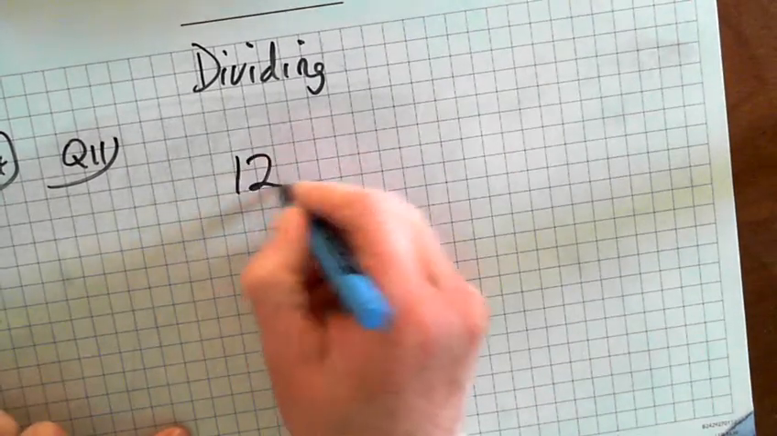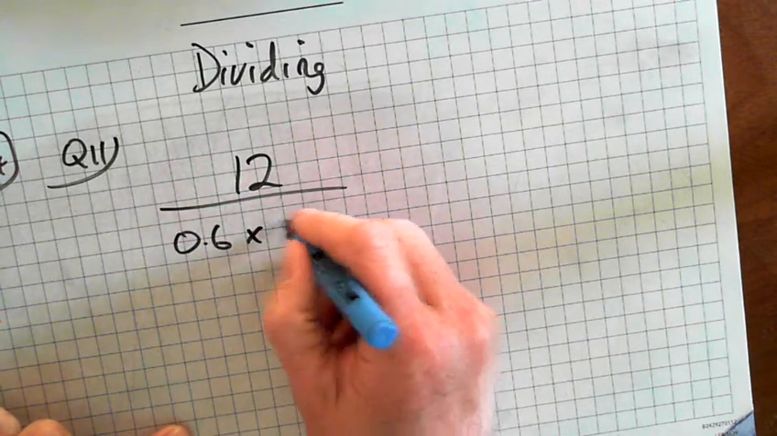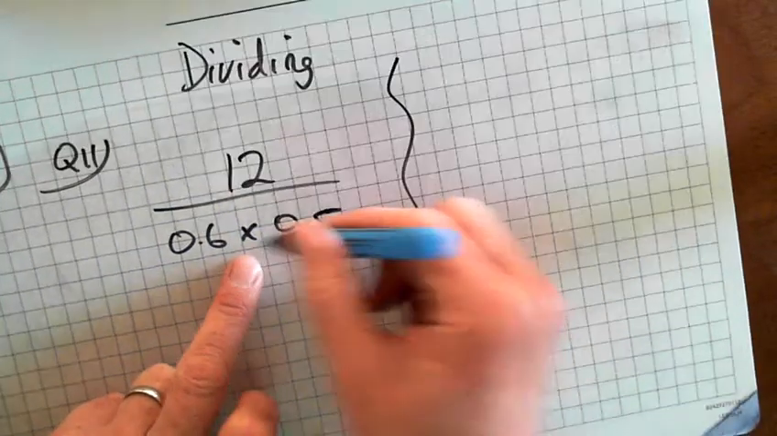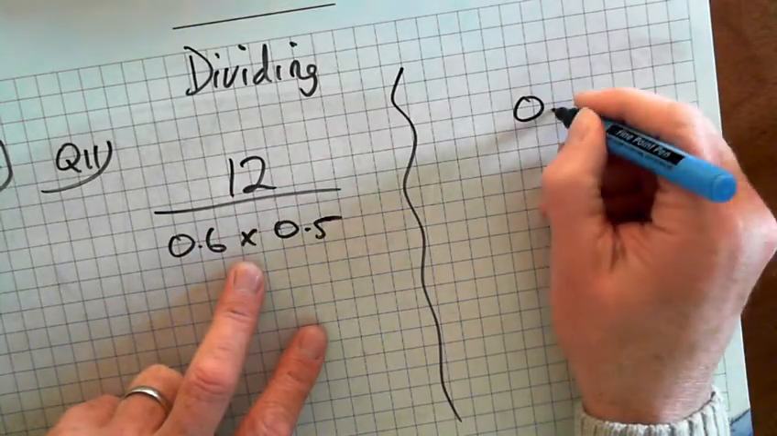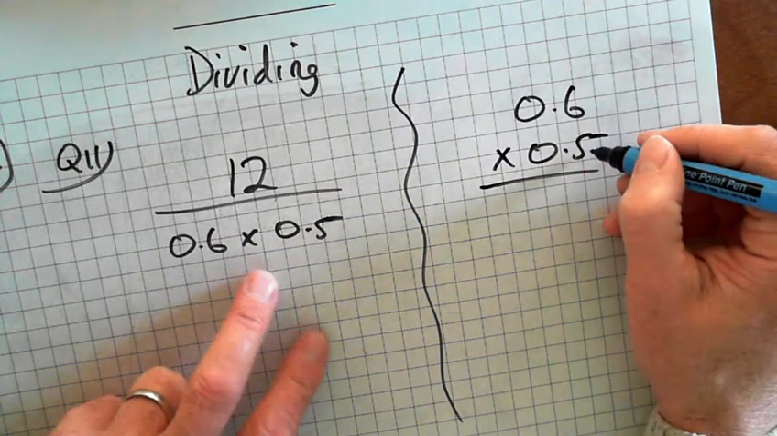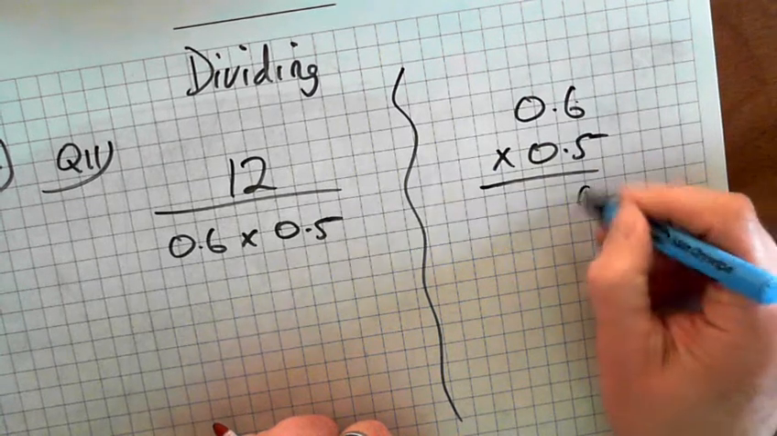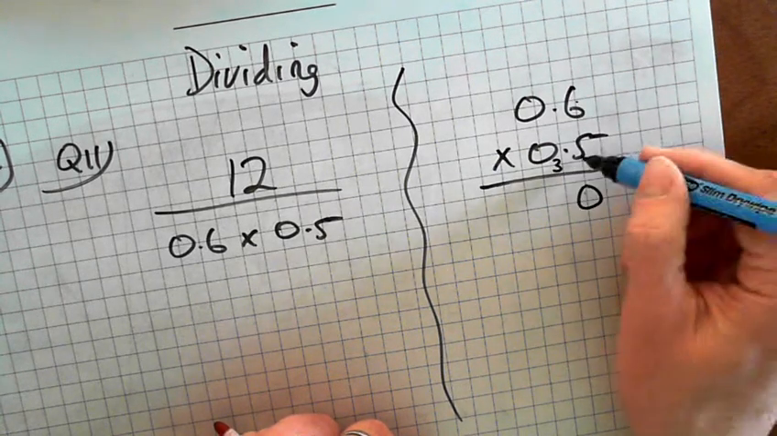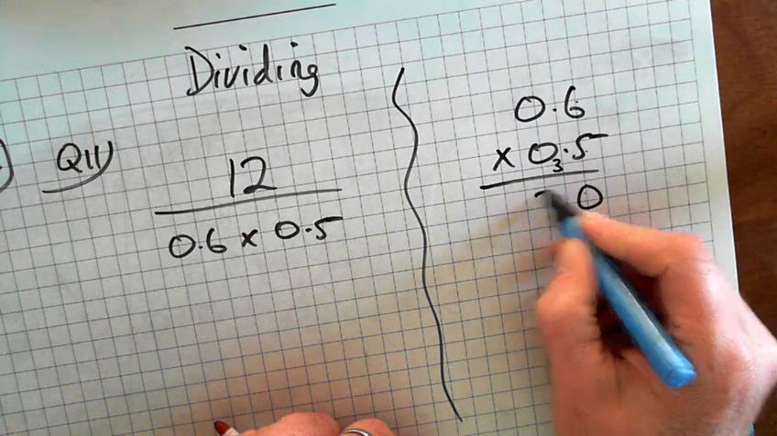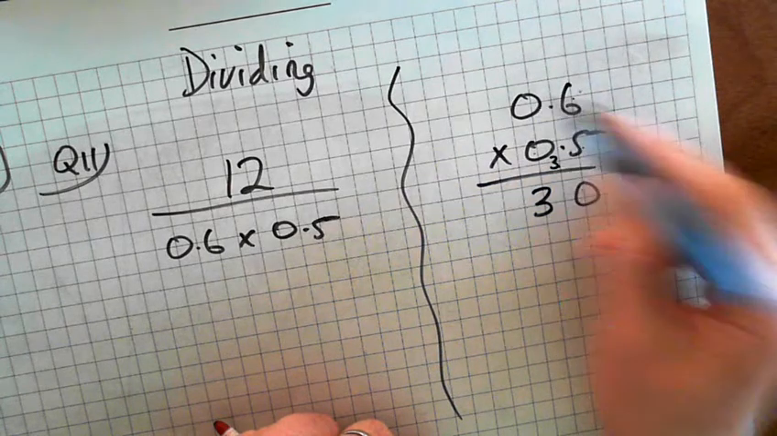12 divided by 0.6 times 0.5. Right, first of all, in our rough work, we'll do the bottom bit. So 0.6 times 0.5. Multiply. 5 6s are 30. We're down to 0. 5 noughts are nothing plus 3 is 3. And when you multiply by 0, you get nothing.